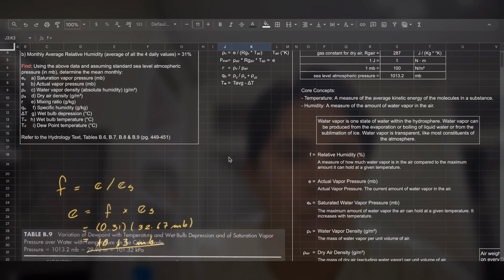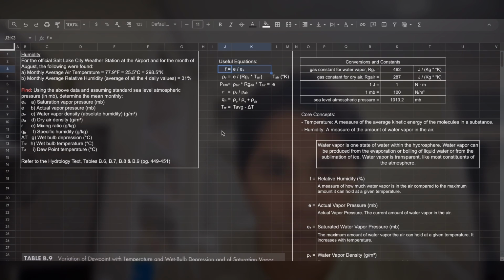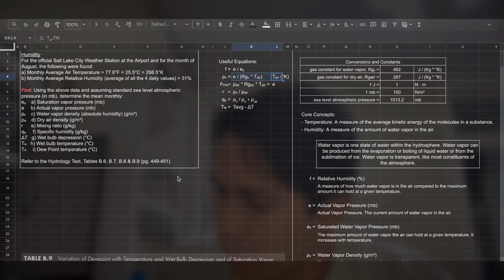Now for part C, we're asked for the water vapor density, also called absolute humidity. For that, we're going to need this equation right here, and we'll need the temperature in degrees Kelvin. So that would be water vapor density equals E over R_V times the temperature of the air.